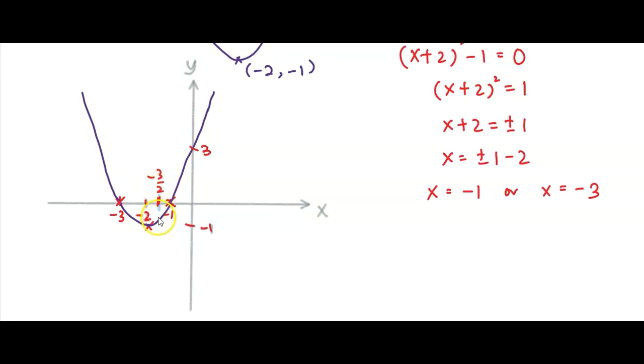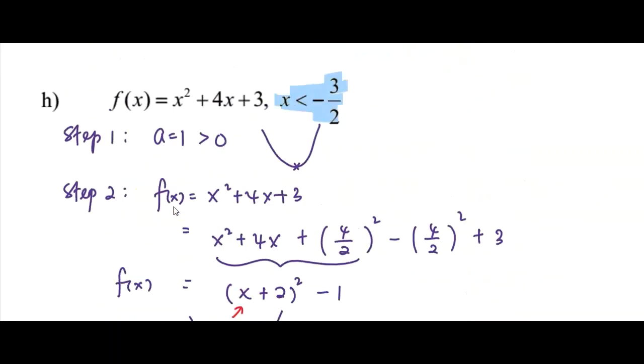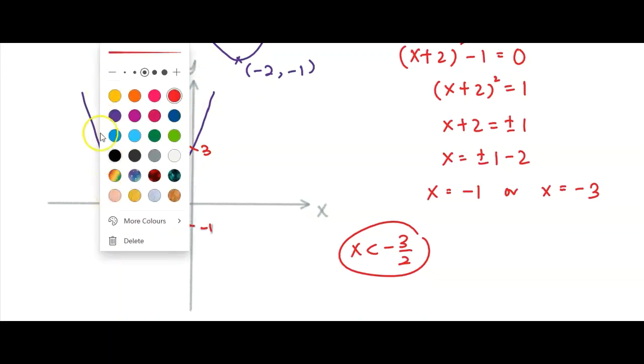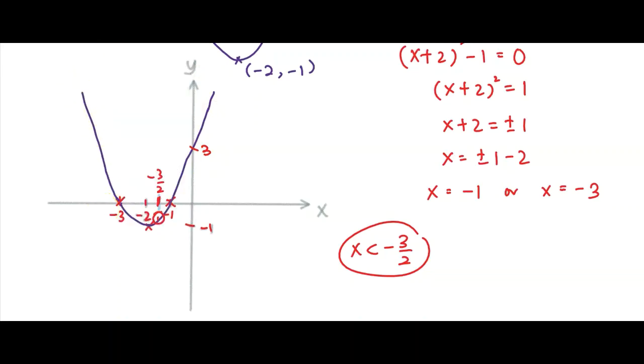Cut down the graph by using an empty circle, because the domain given is x less than negative 3 over 2. It does not include negative 3 over 2. So we just cut down by using the empty circle. Since the function wants the graph for x less than negative 3 over 2, we just remain the left hand side, and the right hand side, we just delete. So now I highlight the left hand side with the red line. And this I just delete.